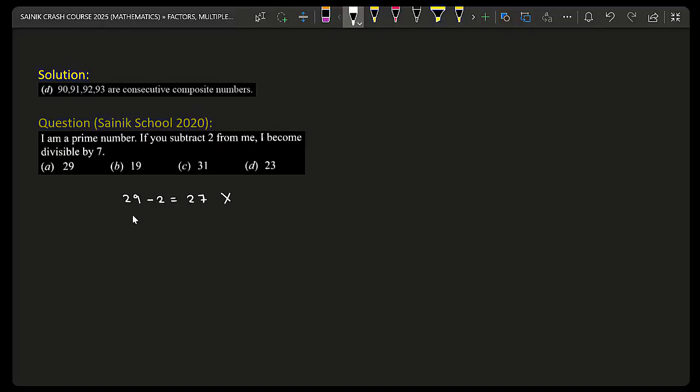And option B. Let's take 19. Is 19 a prime number? Yes, sir. If you subtract 2, you get 17. Is it divisible by 7? No, sir. Next number is 31. Is 31 a prime number? Yes, sir. 31 minus 2? Sir, 29. Is this divisible by 7? No, sir.